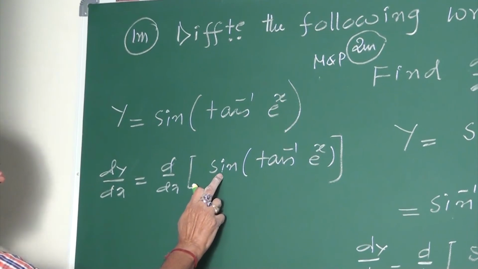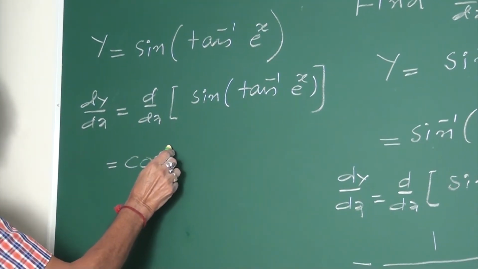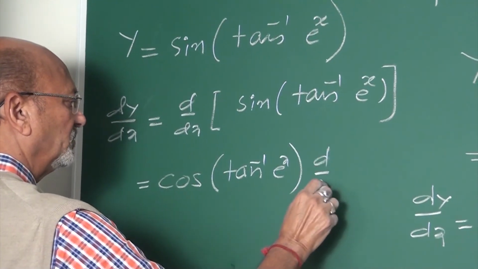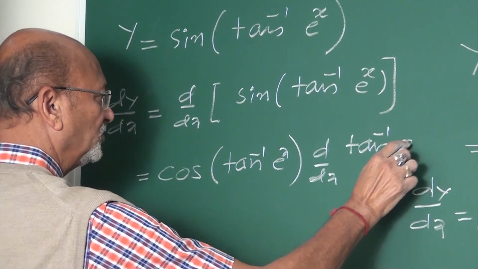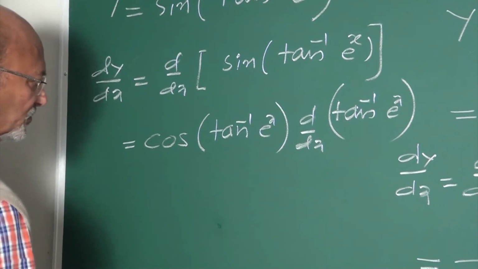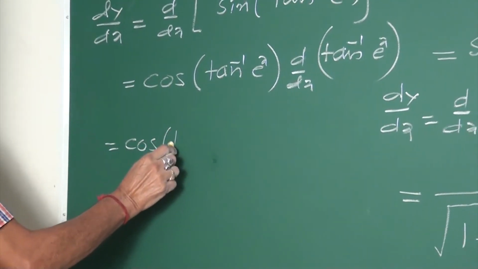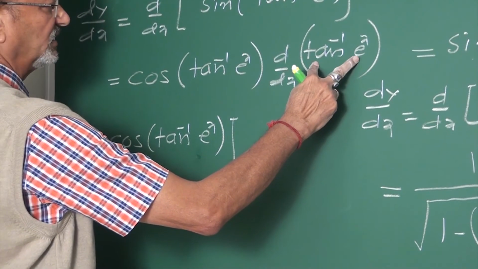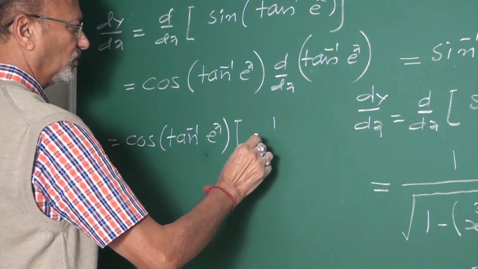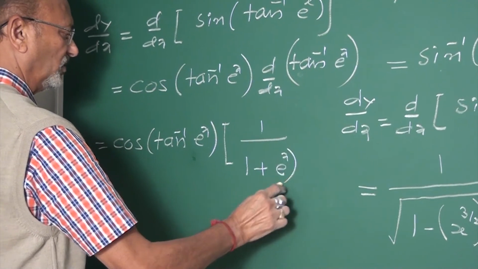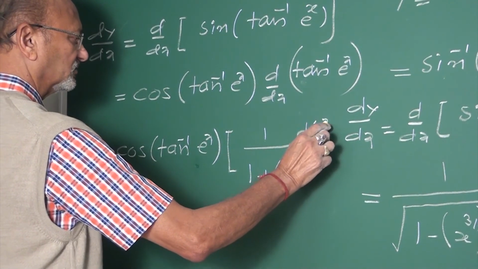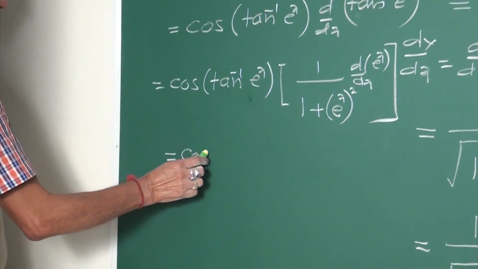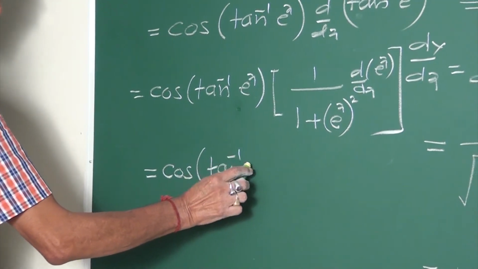Yes, my friend. First you have to write the derivative of sine. Derivative of sine is cos. Then I told you to write this angle as it is, into, other than x, d by dx of this angle, which is tan inverse e to the power x. Equal to cos tan inverse e to the power x. Tan inverse f x: what is the derivative of tan inverse? 1 upon 1 plus e to the power x whole square. Again, other than x, write its derivative. Equal to cos tan inverse e to the power x.